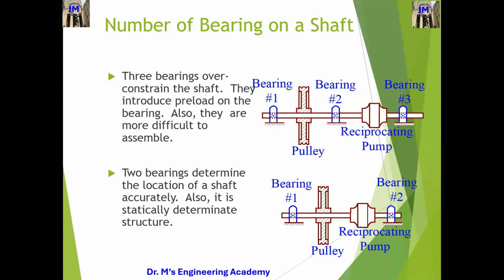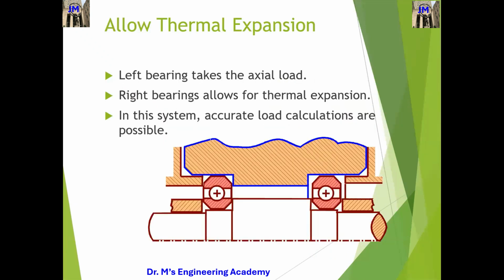No question? So also, when you assemble, this is our shaft, and we have this component and that component, and we need to allow for thermal expansion. Usually when the shaft is rotating, it generates heat, and all these components connected to the shaft will expand. So you need to take care of this expansion. This is the left bearing, and it takes the axial load. You can see the step, and this can take the axial load because there is no clearance.